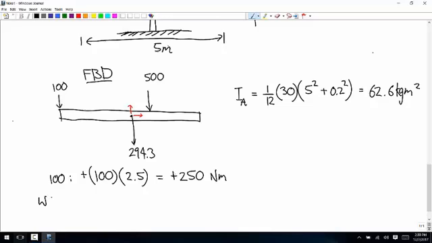And then the weight, that's acting right at the axis. So we have 294.3 times 0, so that's not going to make it rotate.